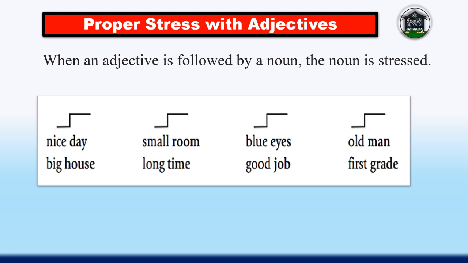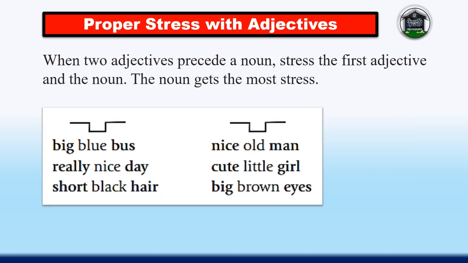First grade. 2 adjectives plus a noun. Stress the first adjective and the noun. The noun gets the most stress. Big blue bus. Really nice day. Short black hair. Nice old man. Cute little girl. Big brown eyes.